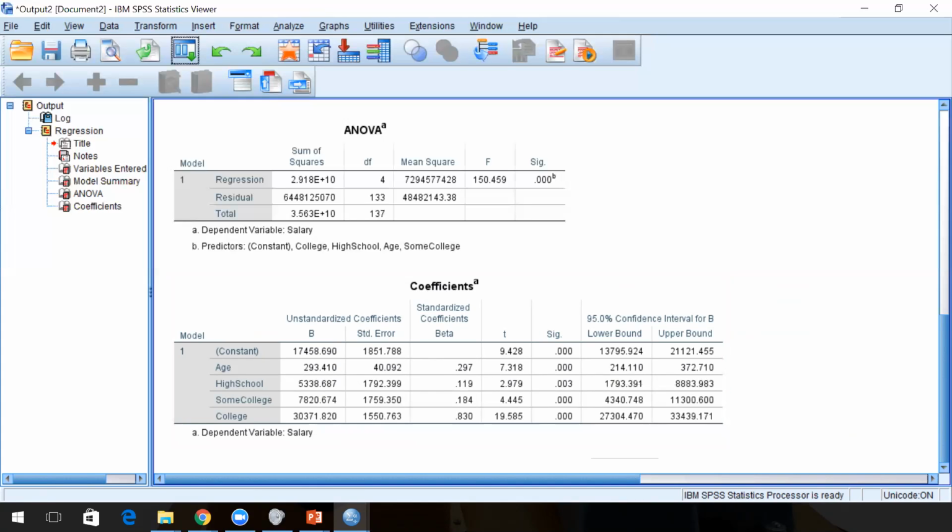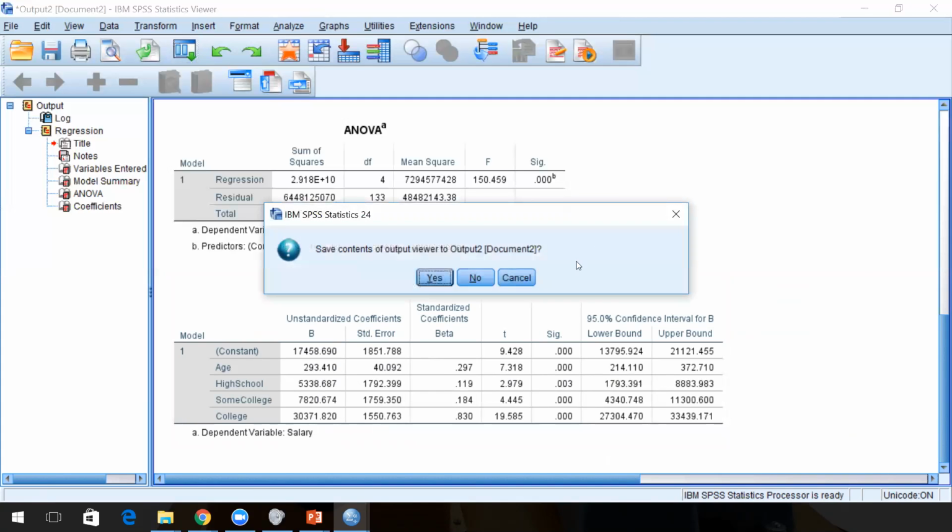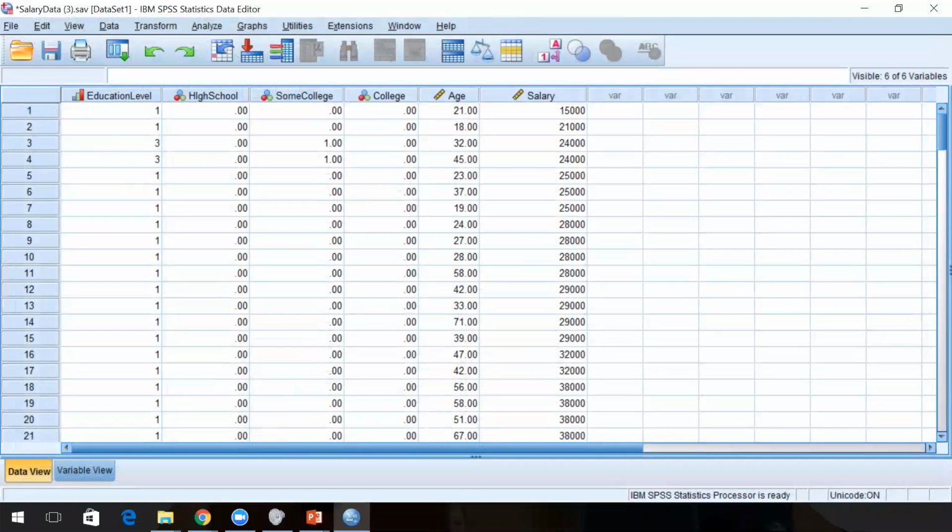All right, so that's OLS regression. In this case, multiple regression, because we have more than one independent variable. So with that, let's get into an example of logistic regression.